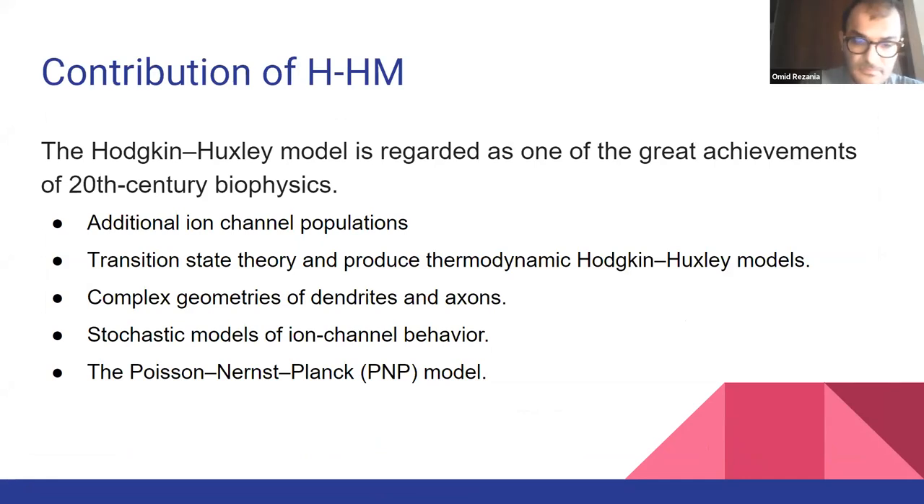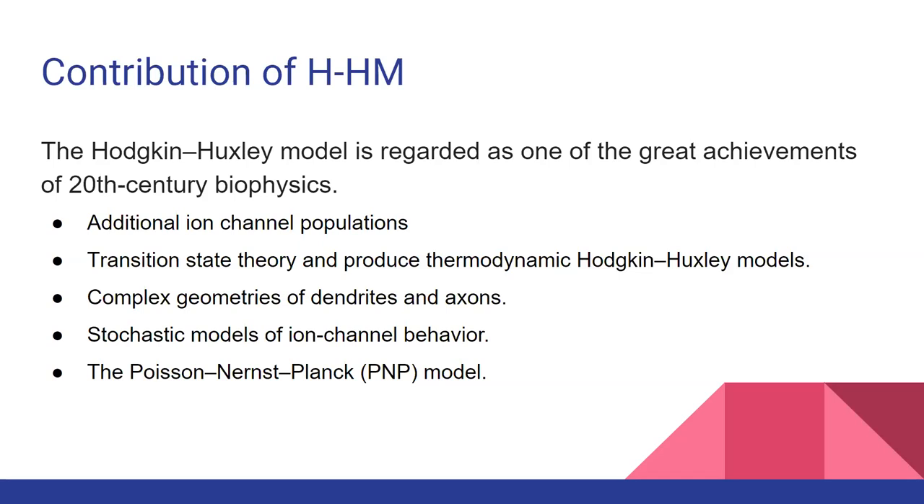All right, and then the contribution of this Hodgkin-Huxley model. The Hodgkin-Huxley model was proved in the 1960s, and it is regarded as one of the great achievements of 20th century biophysics.